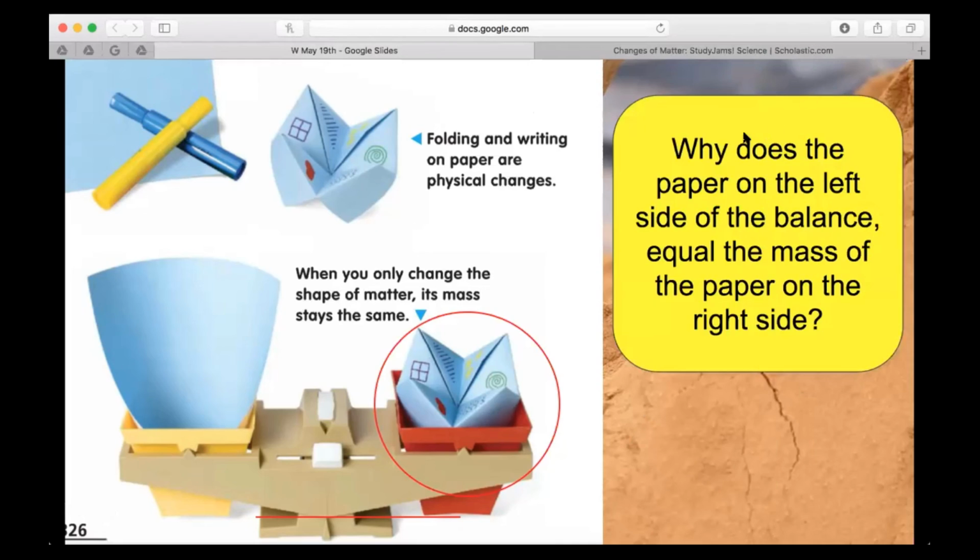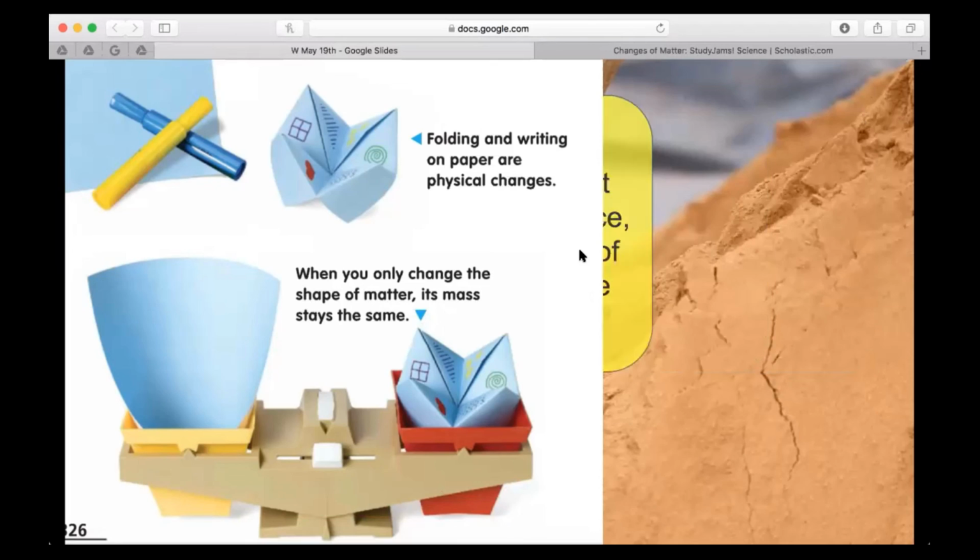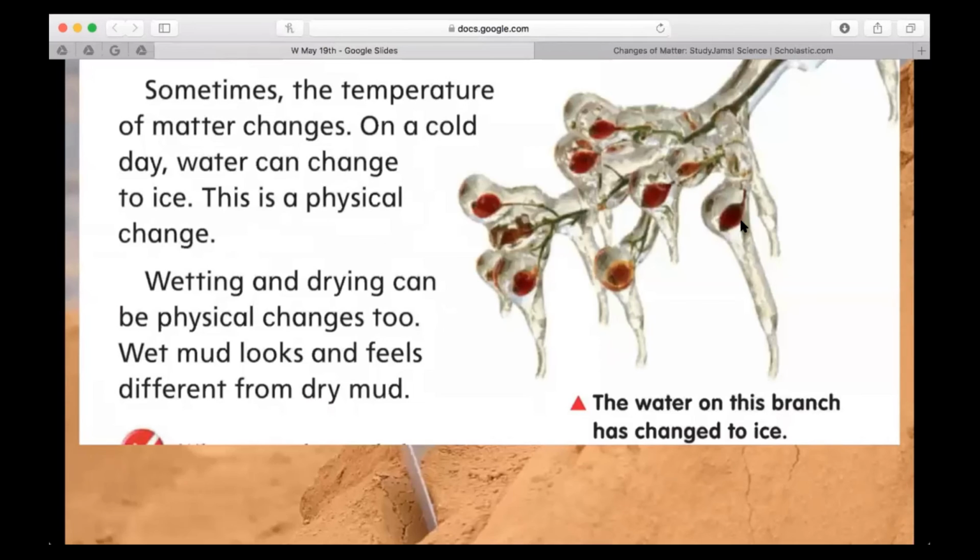All right. Why does the paper on the left side of the balance equal the mass of the paper on the right side of the balance? They are on a balance and they're the same because they are the same amount. I'm going to show you guys this tomorrow. I'm going to fold up a piece of paper. We'll put it on my balance that I have here and we can compare. All right, and that's all we have time for today, so we'll read this one tomorrow.